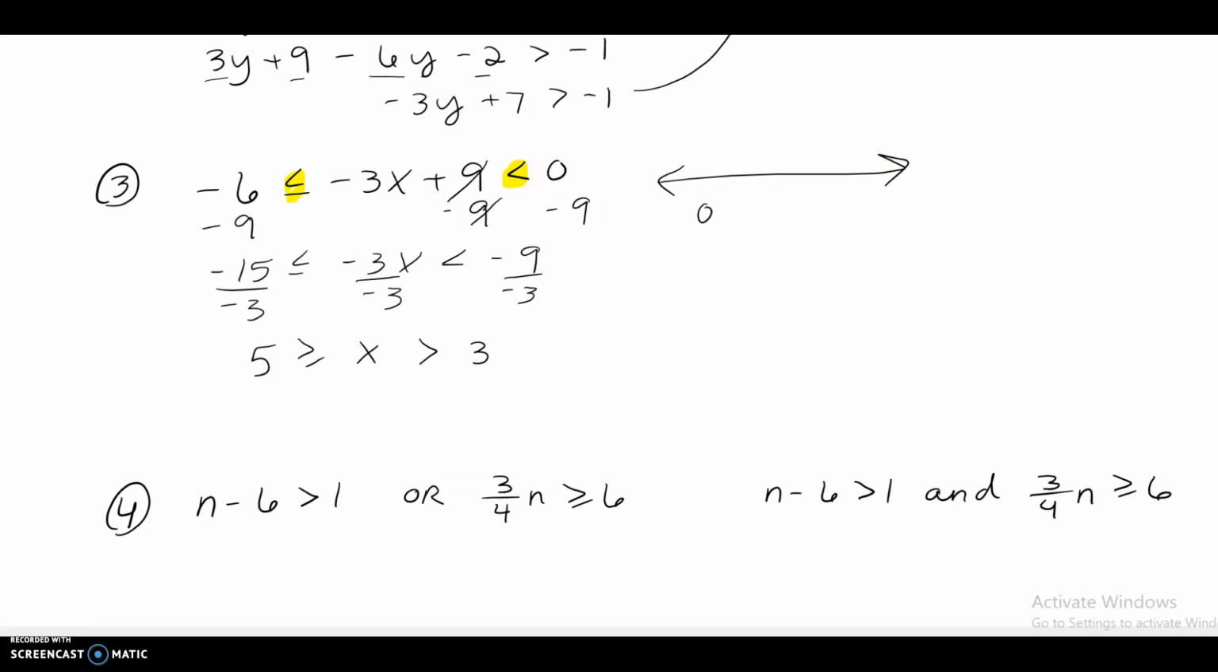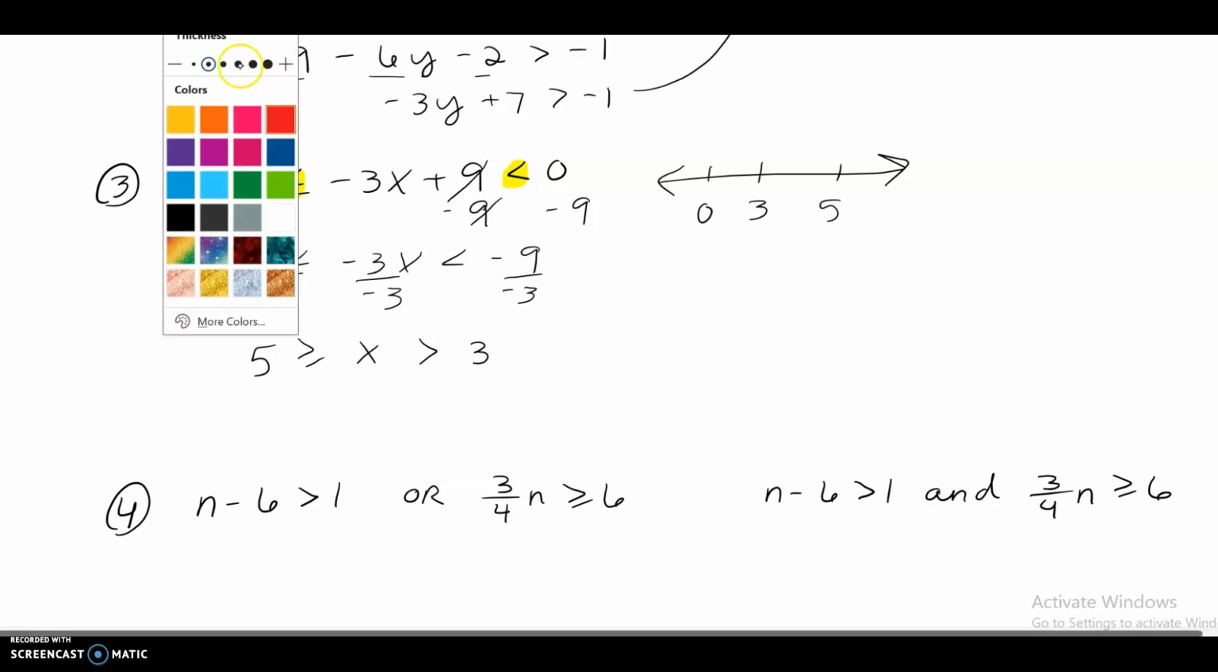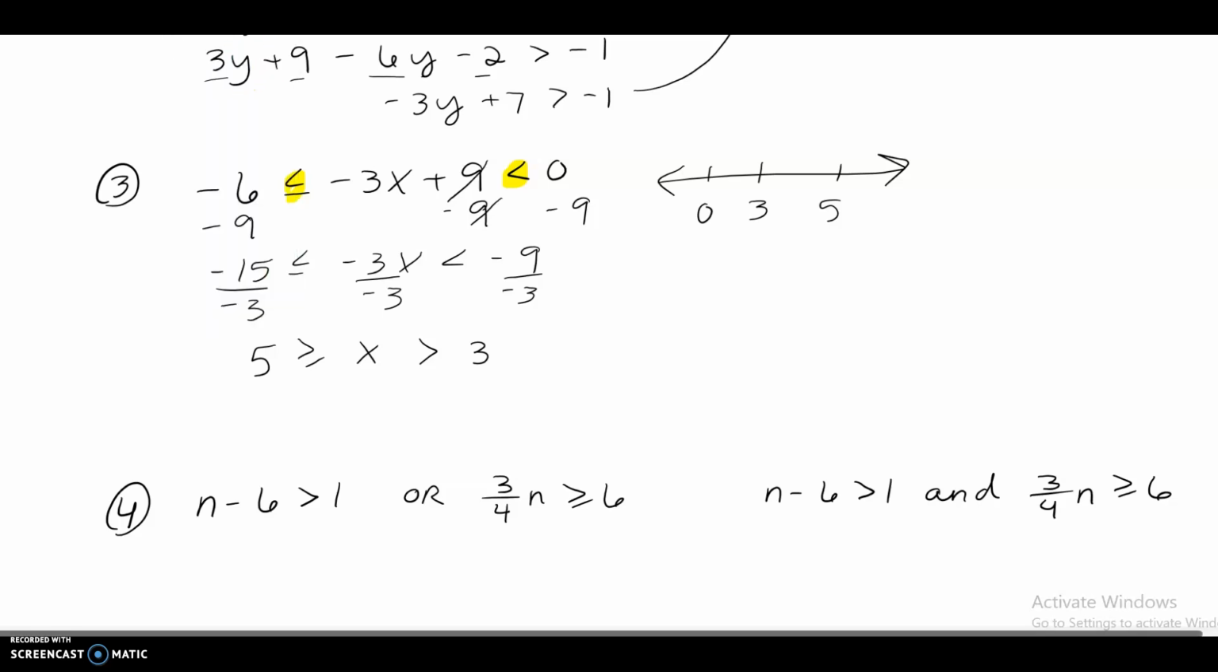So if here is 0, and here would be 3, and here would be 5. Okay, I would have an open circle on the 3, a closed circle on the 5, and then the solutions would be everything in between. Okay, so my interval notation of this will be parentheses 3 to 5.